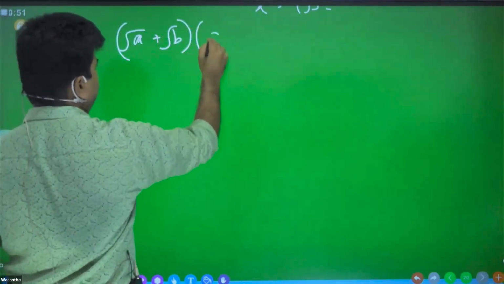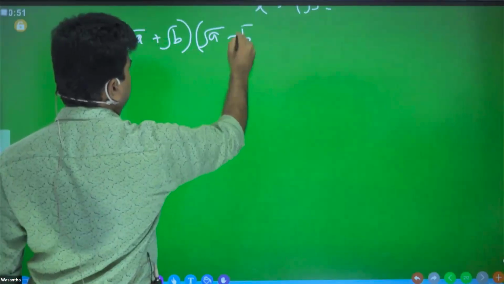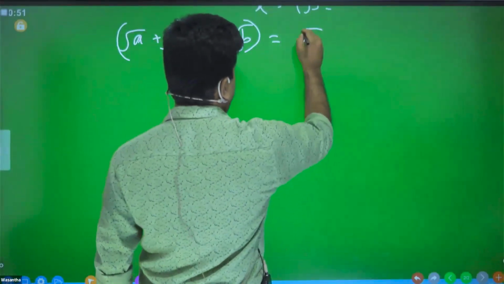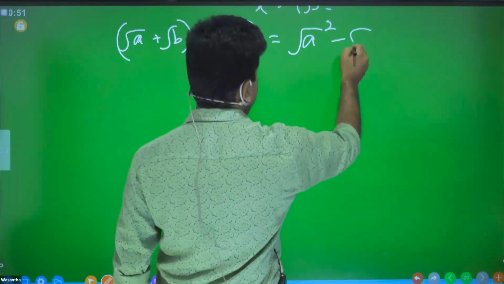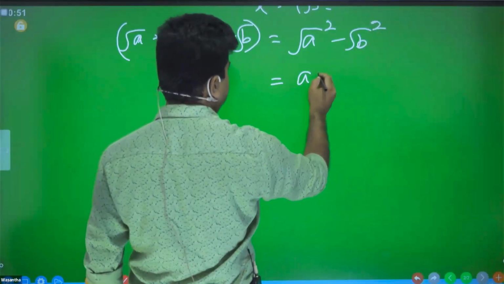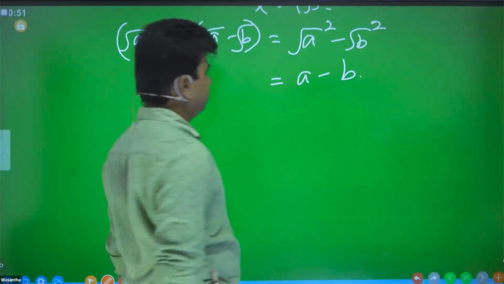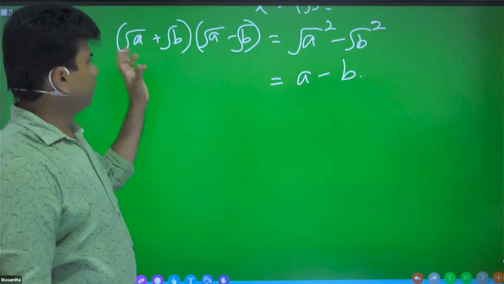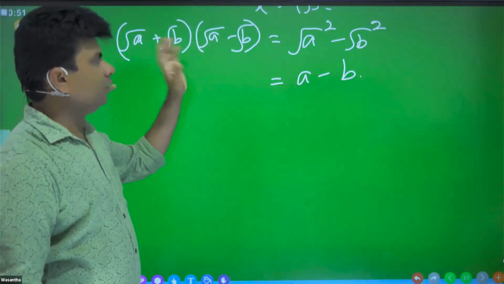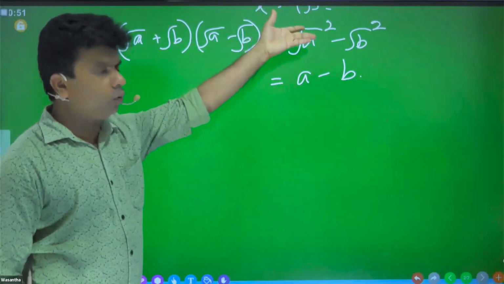Root a plus b into root a minus b is equal to root a squared minus root b squared, right? That means you will be having a minus b. Is it clear? Difference of two squares factors. When we multiply the factors, you get the difference of two squares, right?